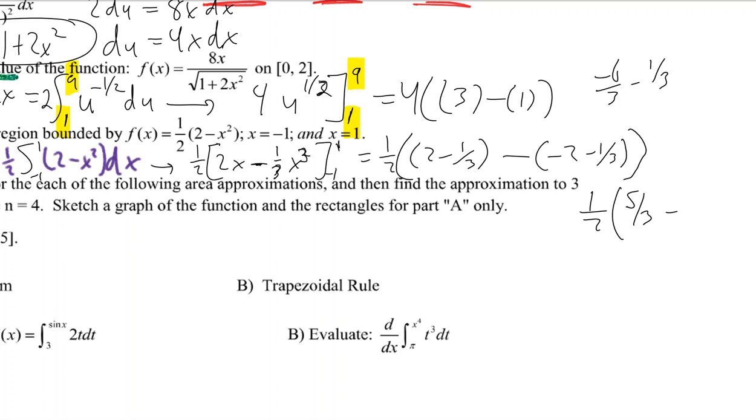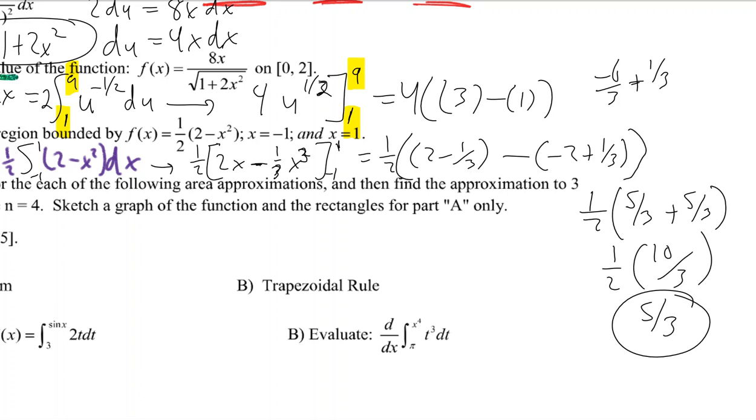Oh, you're right. I didn't raise the power correctly. Did I do that here too? No, that's okay. So then that does make this one plus 1/3. So -6/3 plus 1/3 would be -5/3. So 1/2 times 10/3 would be 5/3 for a final answer.